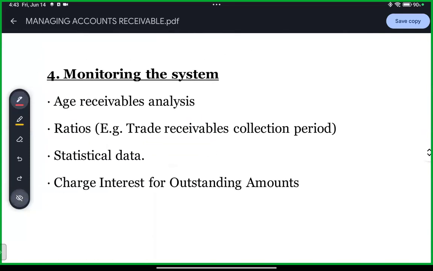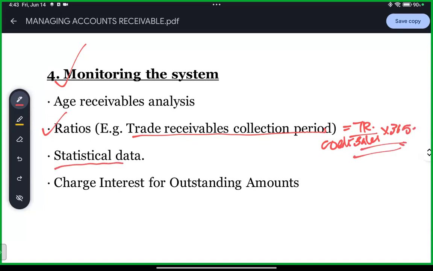And if a system is implemented, if terms and conditions are set, and if there are collection procedures arranged, there should be monitoring of the system as well. So monitoring of the system can be done in multiple ways. You can calculate ratios and compare them with the previous year or the industry average. The ratio here is the trade receivable collection period. Okay, I hope you remember, which is your trade receivable divided by your credit sales, into 365.